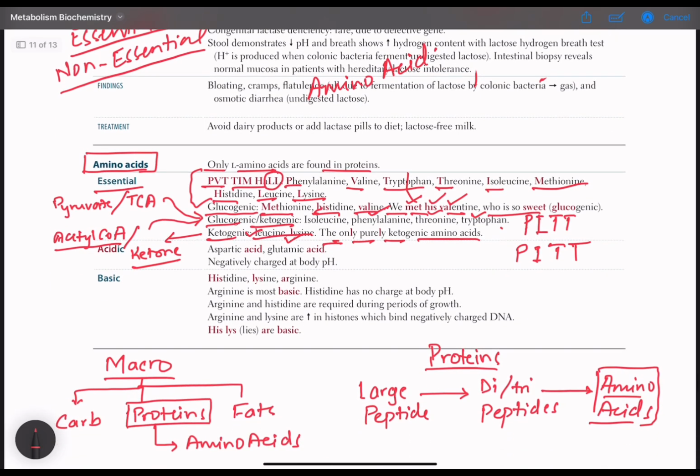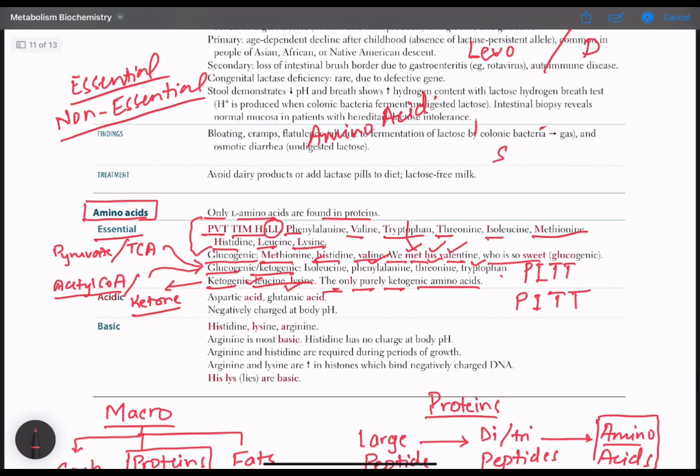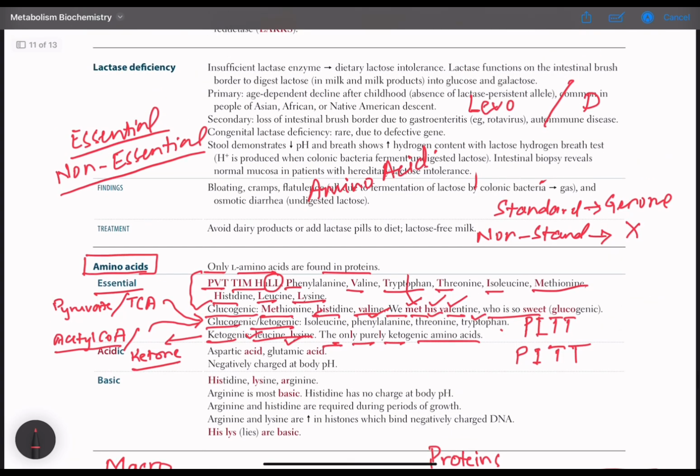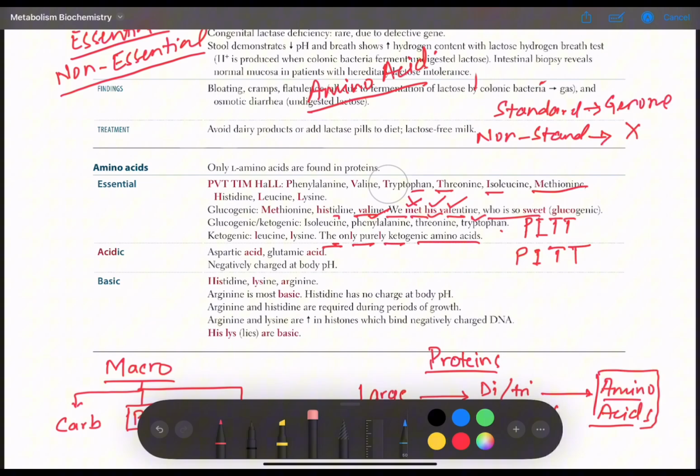So this was all about the essential, non-essential, glucogenic, and ketogenic amino acids. Then we have another type of amino acids: standard amino acids and non-standard amino acids. The standard amino acids are those which are encoded by our genome, while non-standard are those which are not encoded by our genome. They consist of amino acids, carboxylic acids, the keto group, but they are not encoded by our genome, but rather they are the products of either the urea cycle or other cycles. Then the other thing to remember about amino acids is they can be either acidic or basic.